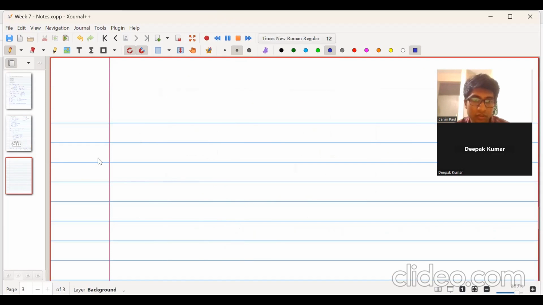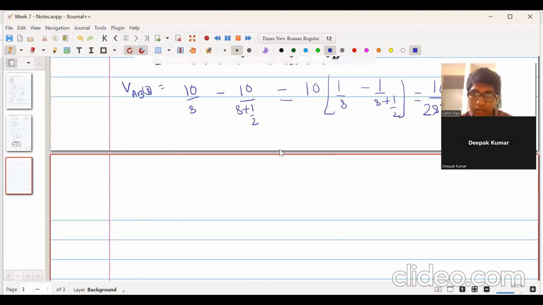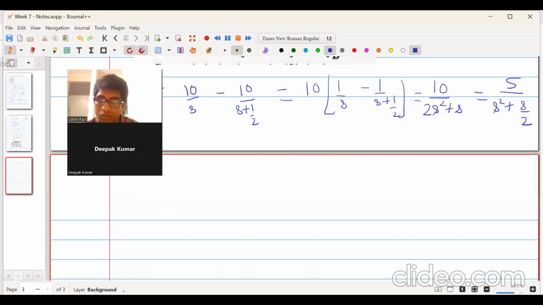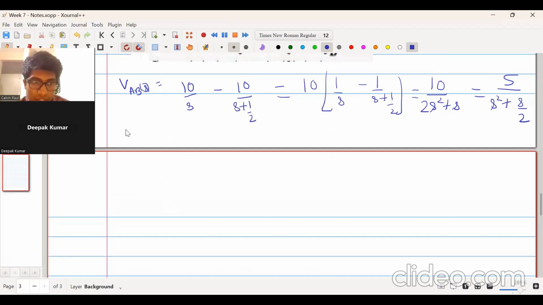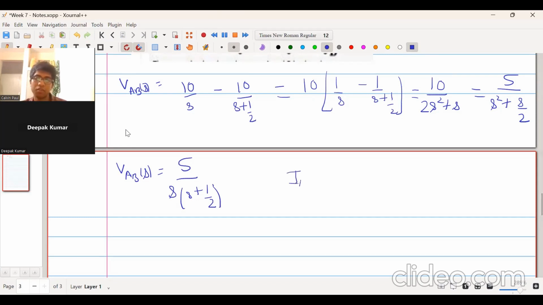So we can write it further as VAB upon s is equal to 5 upon s into s plus half. Now we have been given IAB of t is equal to 4 into u of t. This is given. So what is IAB of s?